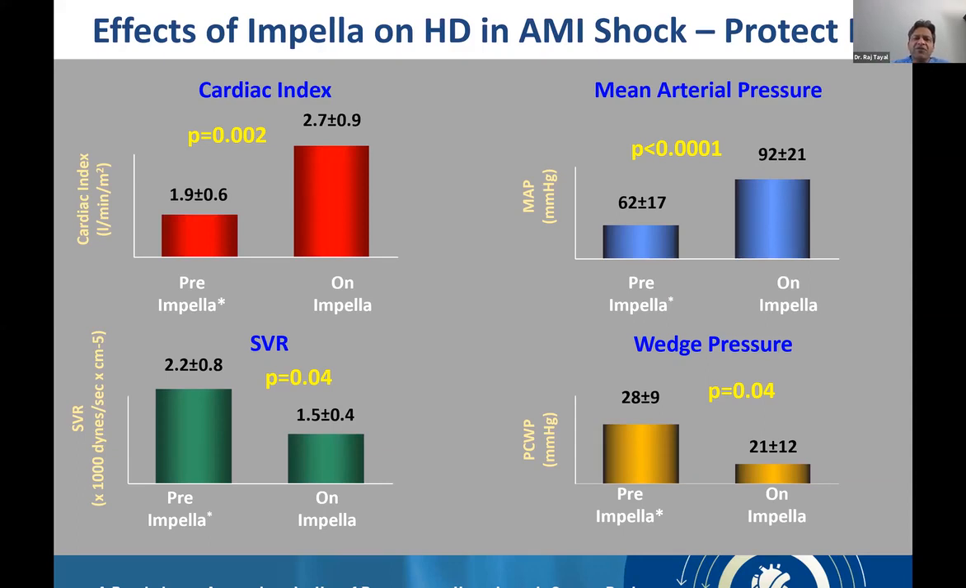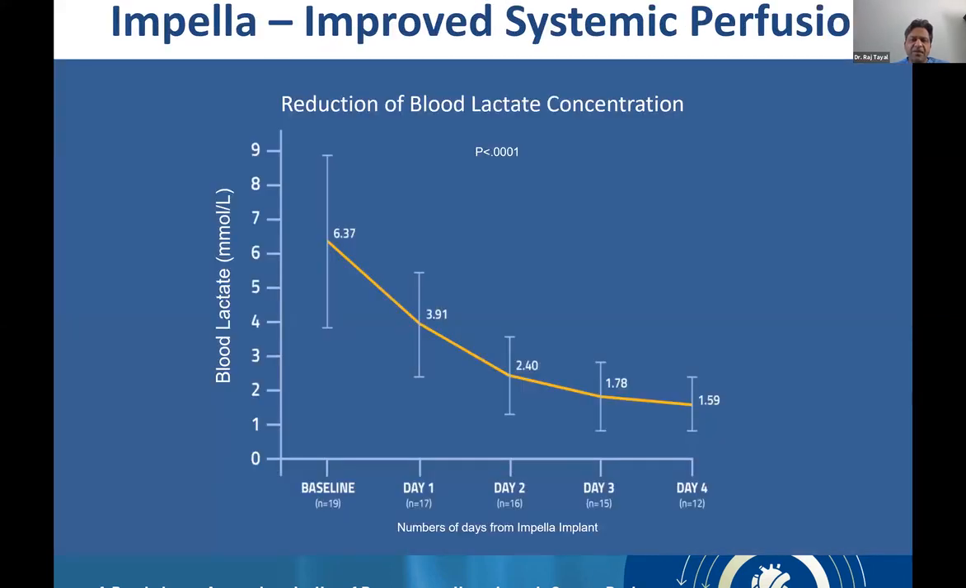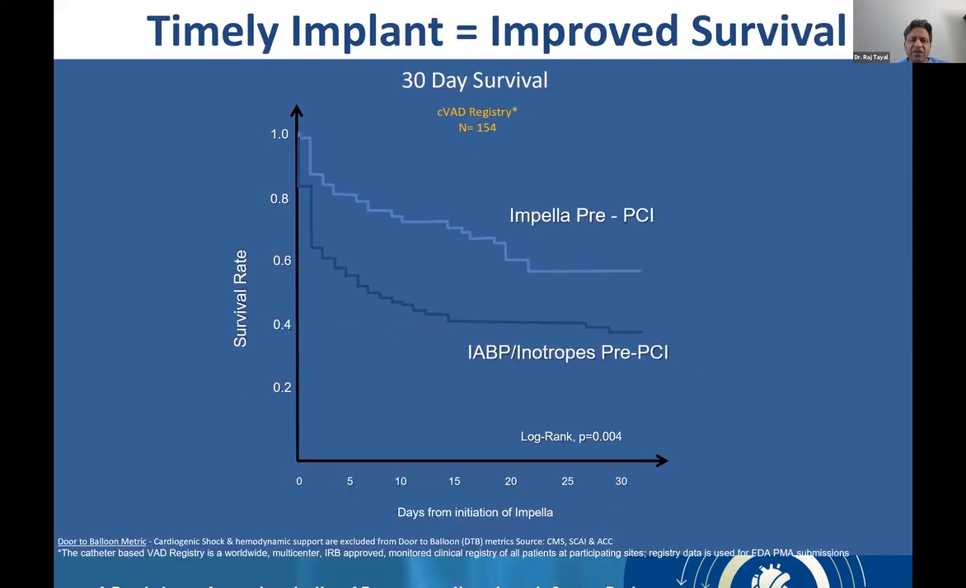So overall, what you're seeing with the use of Impella in acute myocardial infarction is improvements in cardiac index, improvements in mean arterial pressure, a decrease in SVR, as well as overall wedge pressures. And as we continue to support the system, you can see that this also affects end organ systems, resulting in decreases in blood lactate level. It also improves renal function, as I'll show you shortly.